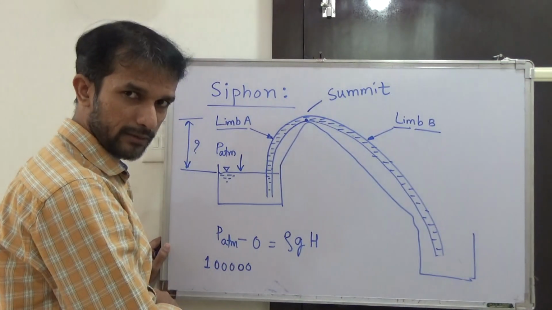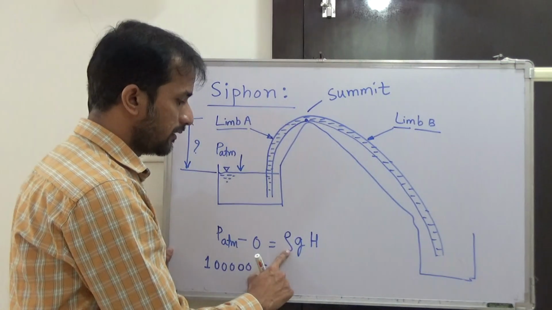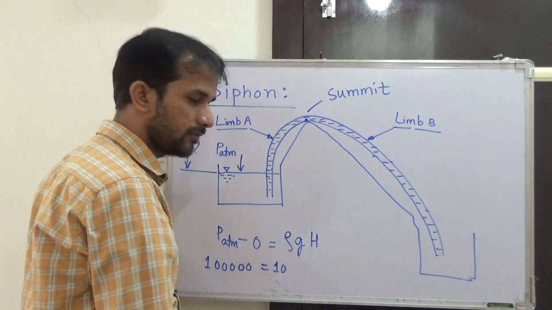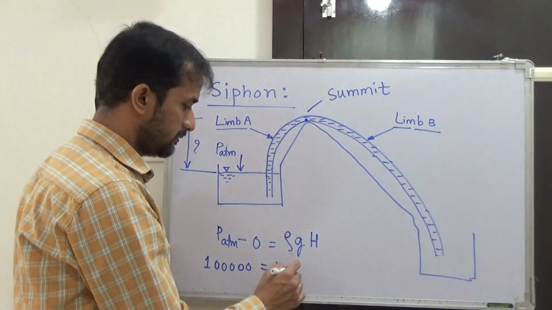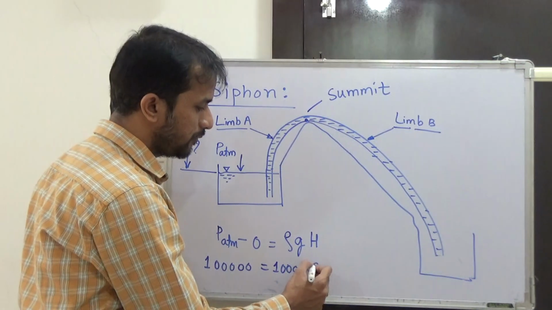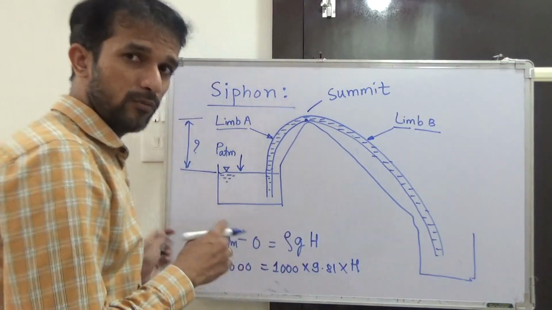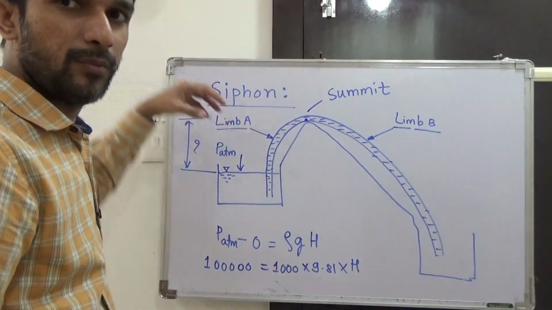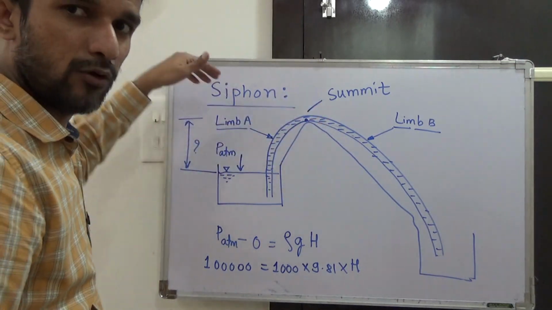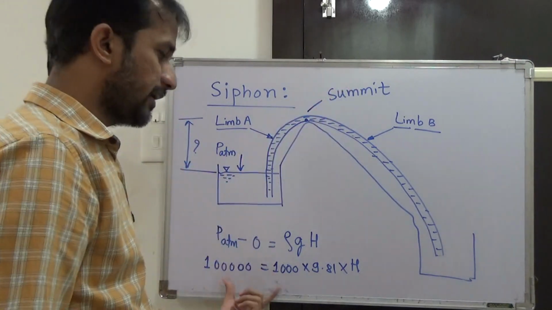So it is 1 atmosphere, 1 into 10 raised to 5 Pascal. G is 9.81, but for simplicity I will assume this as approximately 10. Density is 1000, G is 9.81 and H is how much? That I want to find out, that is how much height it can push. If the maximum pressure is atmospheric and the minimum pressure in the summit is 0, then how much is the delta P? 1 atmosphere minus 0, so that is the maximum pressure.